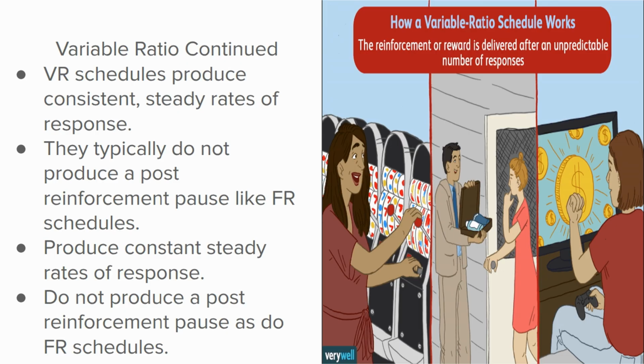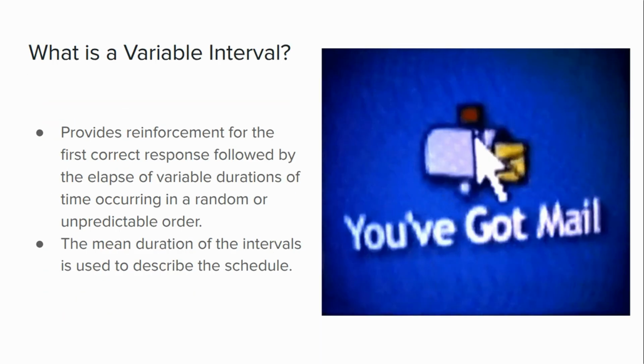Variable ratio continued. VR schedules produce consistent, steady rates of response. They typically do not produce a post reinforcement pause like fixed ratio schedules. They produce constant, steady rates of response, and they do not produce a post reinforcement pause as do fixed ratio schedules. And if you look over here, it's a really good illustration about how variable response works.